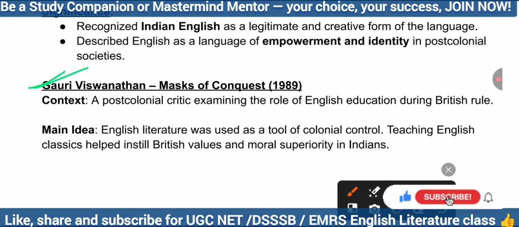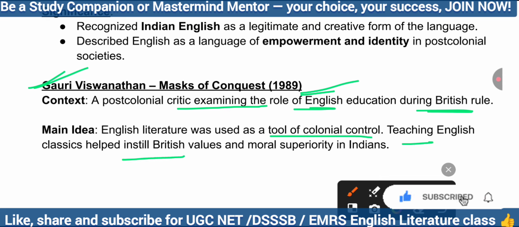Important: Masks of Conquest is the work, very important, 1989. She was a post-colonial critic examining the role of English education during British rule. The main idea she shared was that English literature was used as a tool of colonial control. Teaching English classics helped instill British values and moral superiority in Indians.